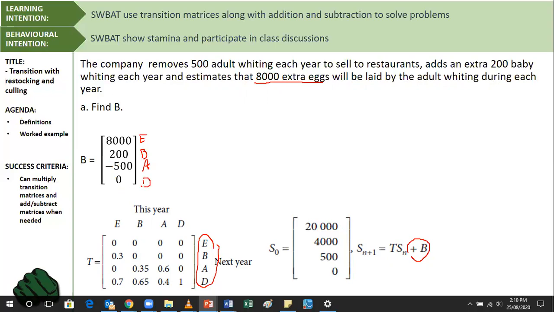We're not introducing any dead ones, so 0 for D. That's the extra bit that you will do. At the end of the day, it's all about following your recursion. If you want to see how many eggs, how many babies, how many adults, how many dead next year, you just have to follow the recursion. So that's working out B, which is the extra bit of restocking or culling.